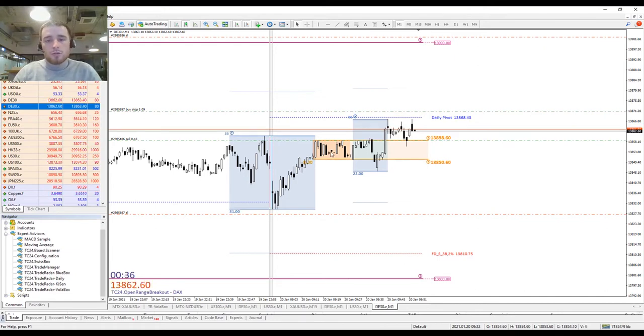Moving on, we normally see a breakout of this range at 9 o'clock on the dot, but as we can see, we've ever so slightly already broken out of that range. So how are we going to trade this?